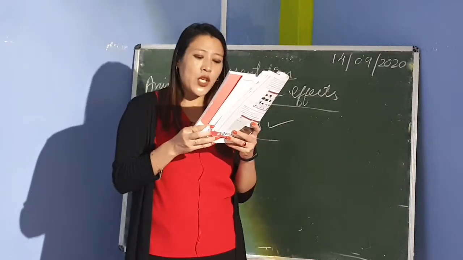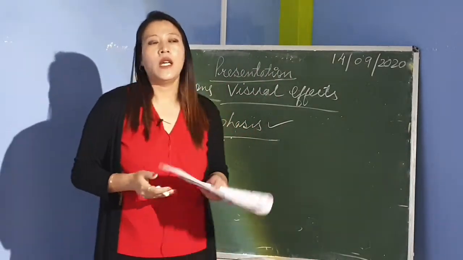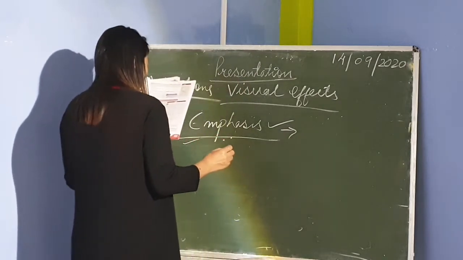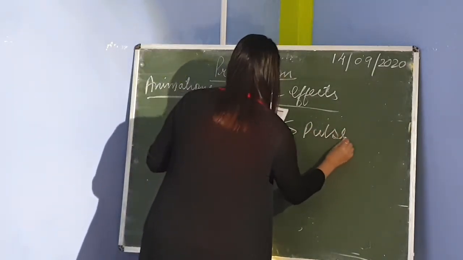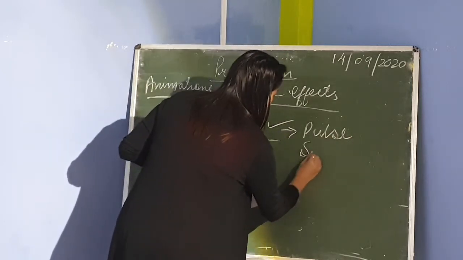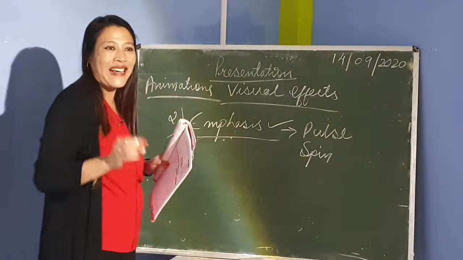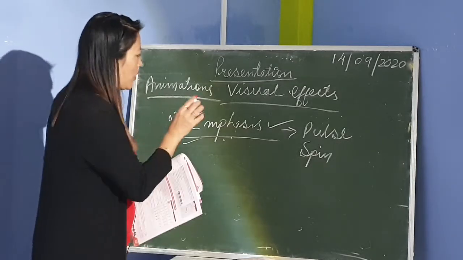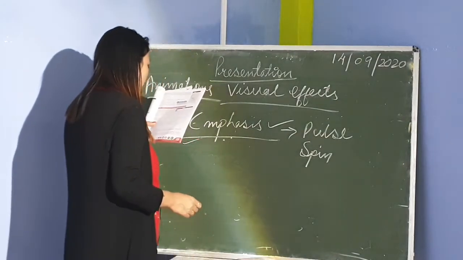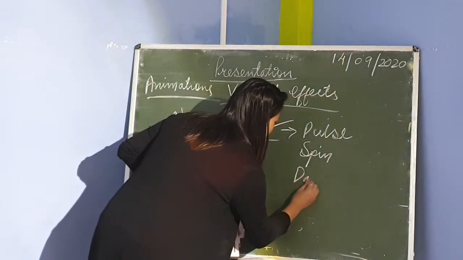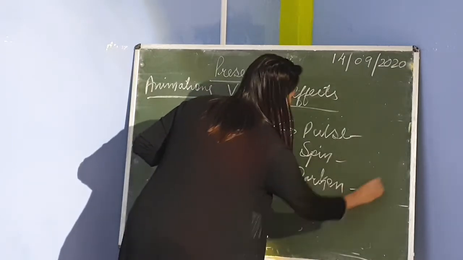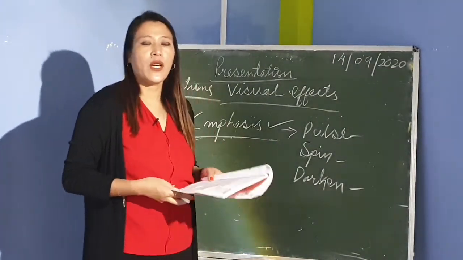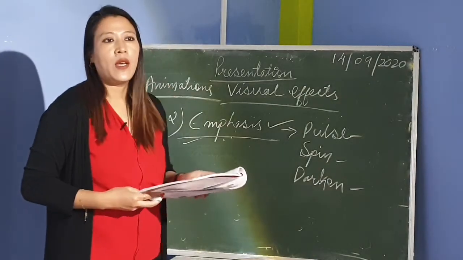As I told you, under emphasis also there are many other sub animations, like pulse. Then comes spin. When you select the spin animation, your text will keep spinning and the audience gets attracted to the particular text. That is why it is called emphasis. Then comes darken. All these come under emphasis animations. There are many other animations which I will show you during my demonstration class.